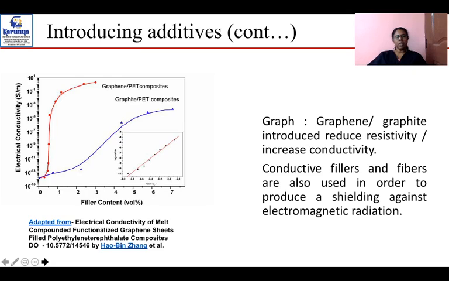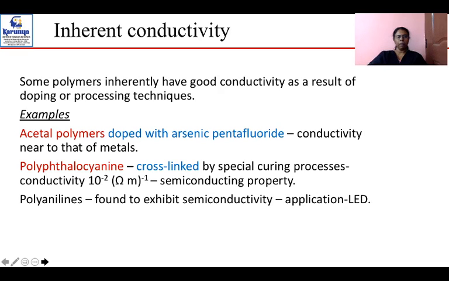So the conductive fillers and fibers are used in order to produce a shielding against electromagnetic radiation. Even that is also feasible by using the conductive fillers. Fine. Inherent conductivity, the second type. How can you make the polymers inherently conductive?